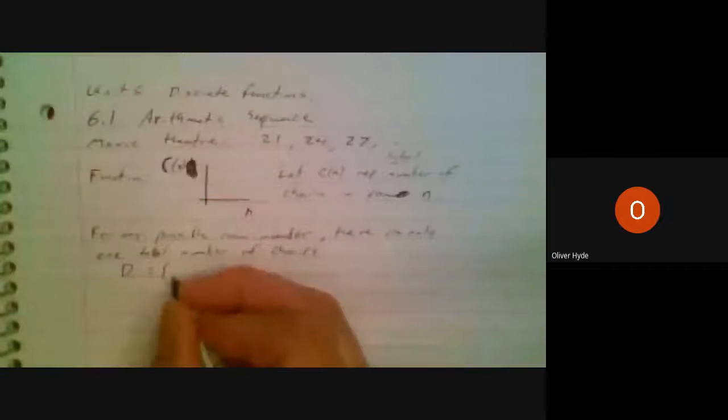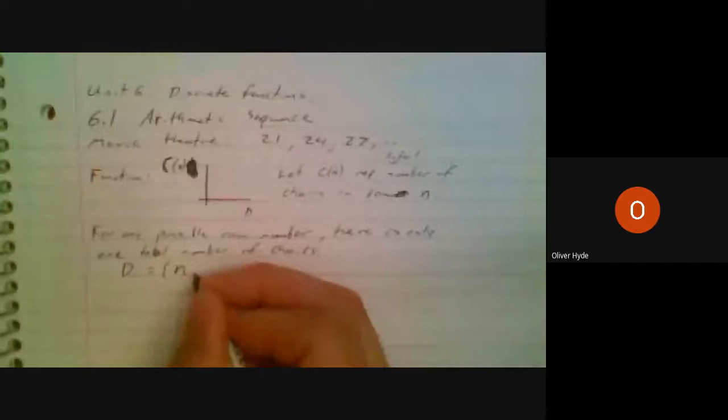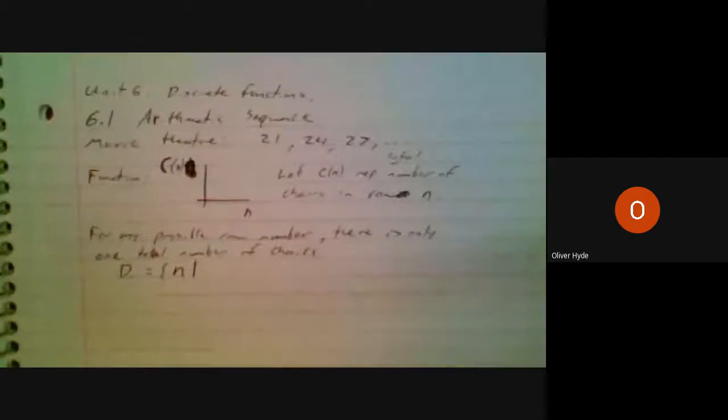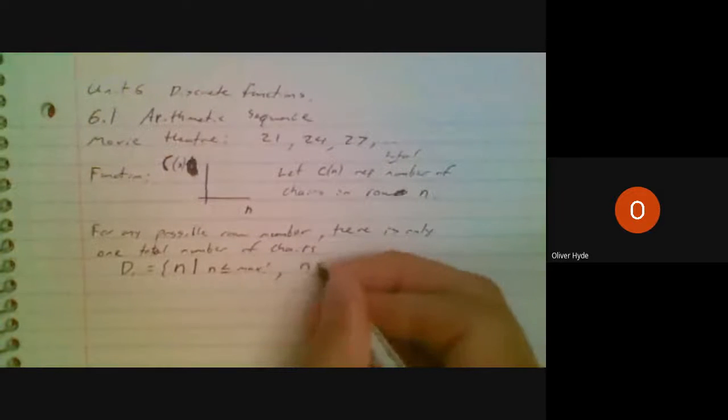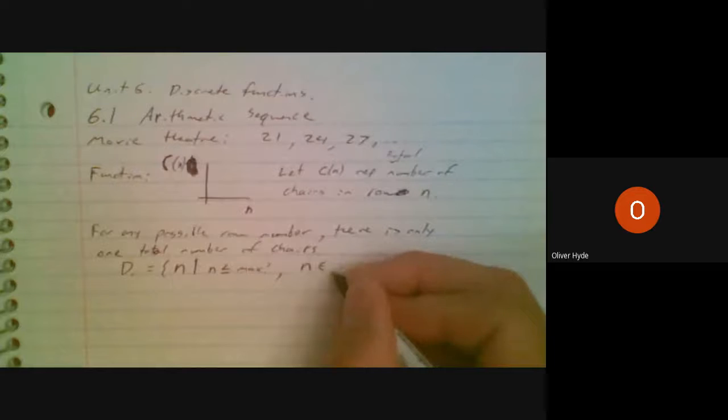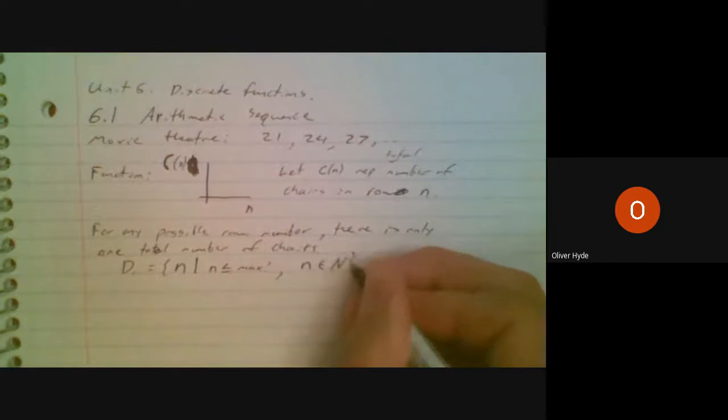The restriction on domain. Suggest a reasonable domain for this function, and you'll see that we're talking about the set of all row numbers n. There's probably going to be some sort of maximum. I don't know how many rows there are in a movie theater, depends on the theater. None of this is what makes this a discrete function. It's this right here. The fact that n has to be an element of the natural number system.